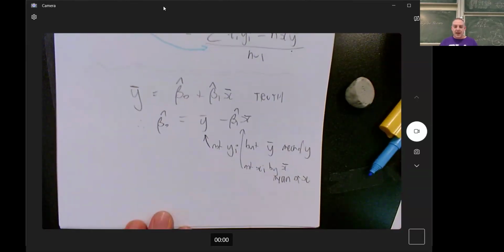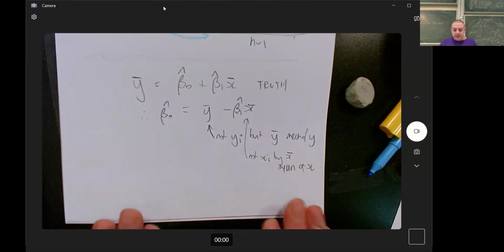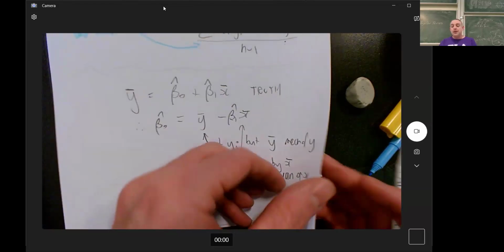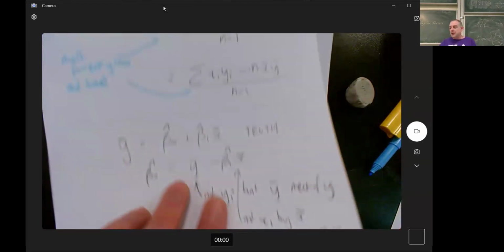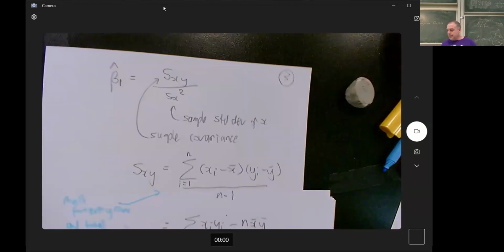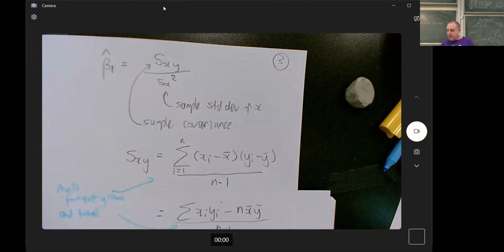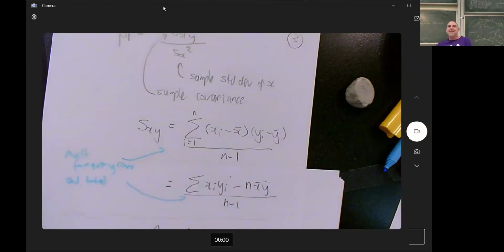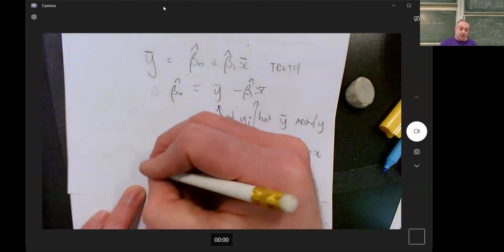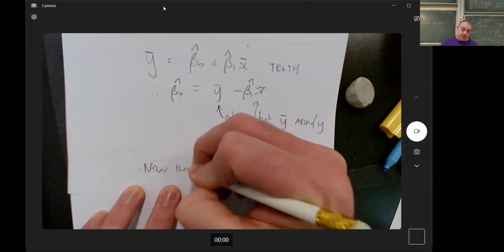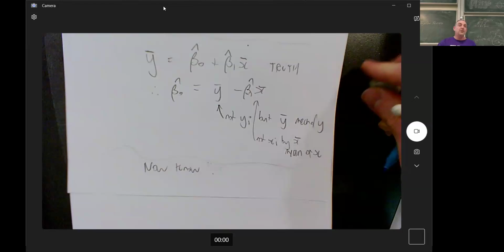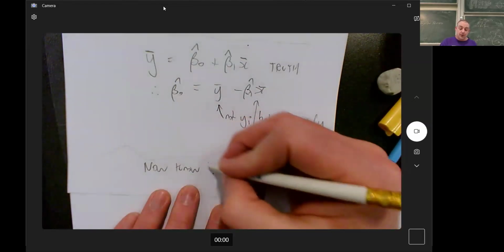And so then what you'll say, once you've got your beta naught and your beta 1, is that the predicted y. So now you've got it and you know where the line is now. The line, the regression line they call it, or the regression equation, or the line of best fit. They're all the same thing.